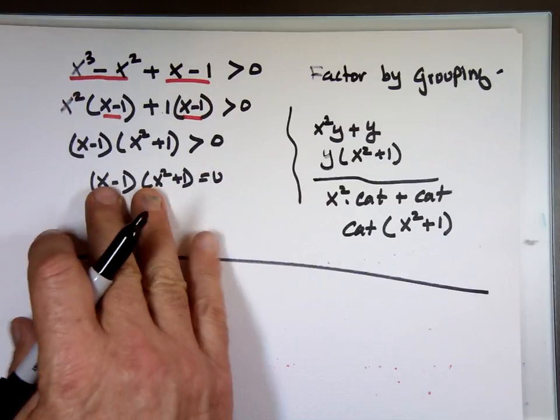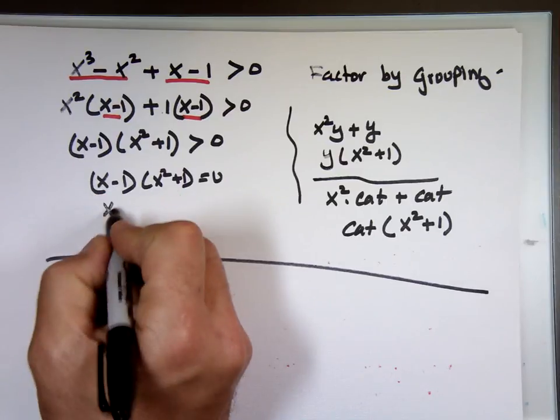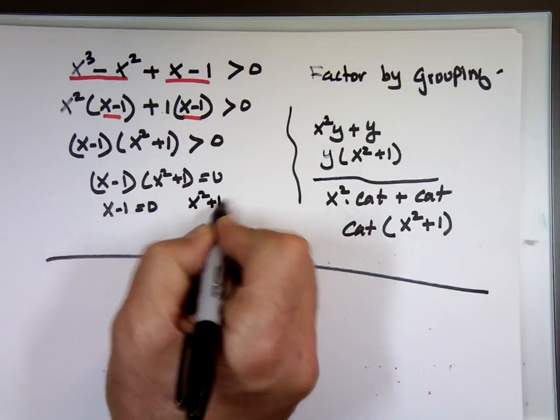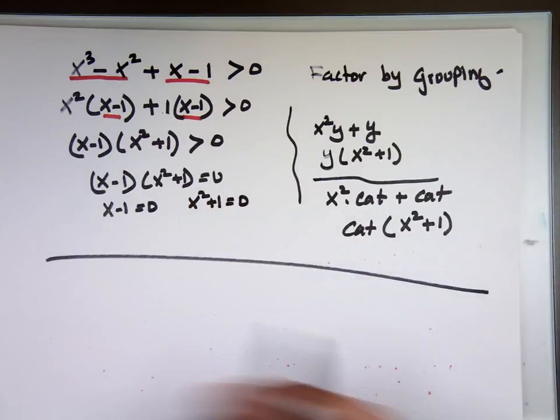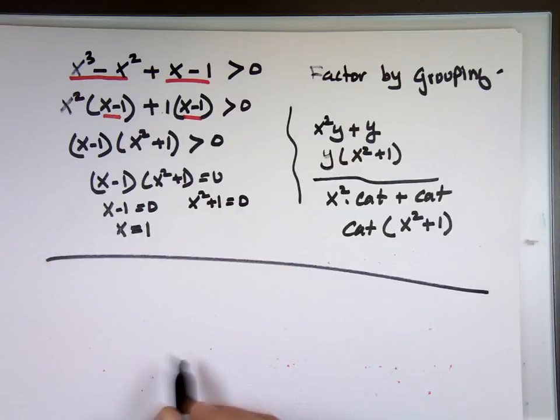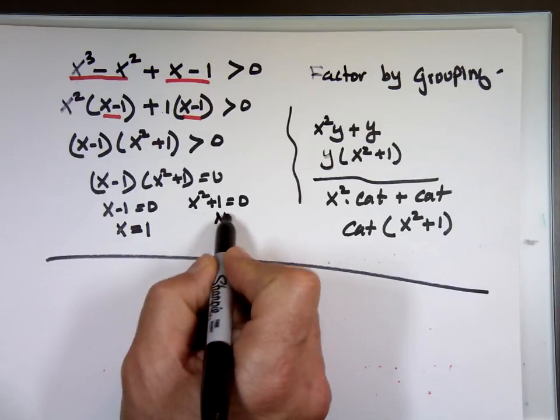Now, two things multiplied, you want the answer to be 0. That means one of them has to be 0. So now we're going to set them equal to 0. When is this going to be 0? That's 1. And when is this going to be 0? Never.